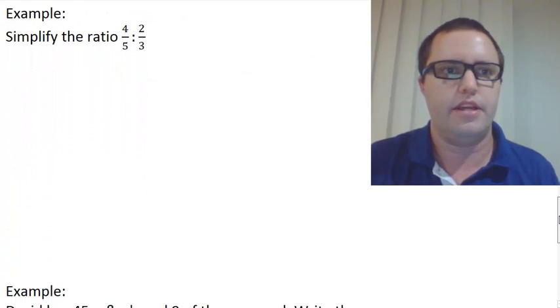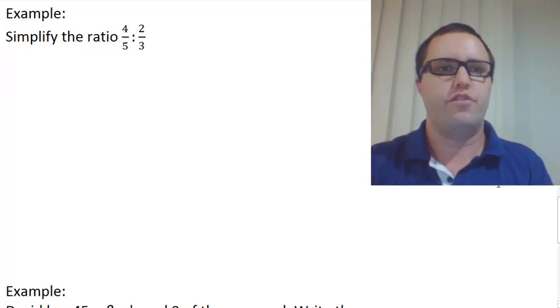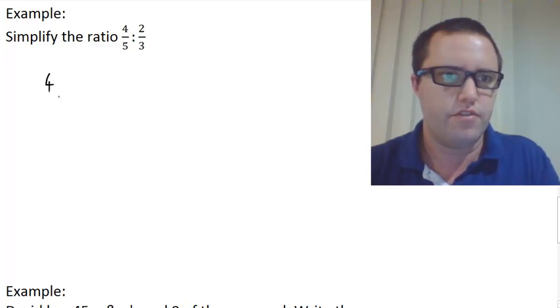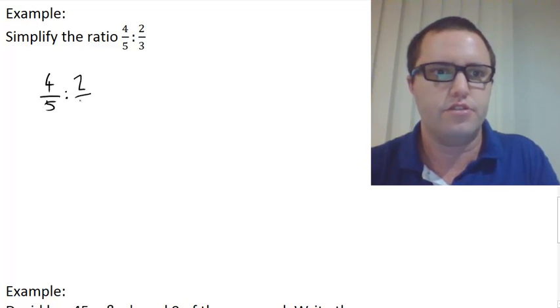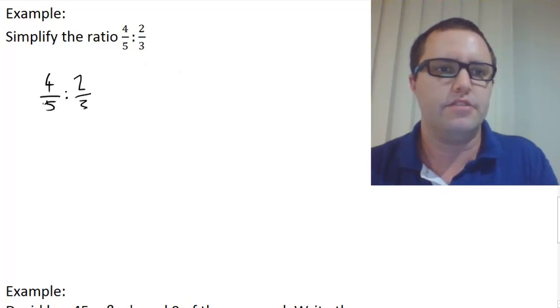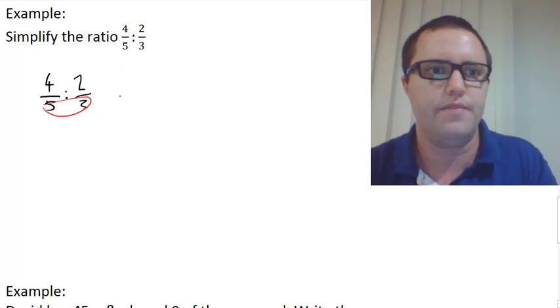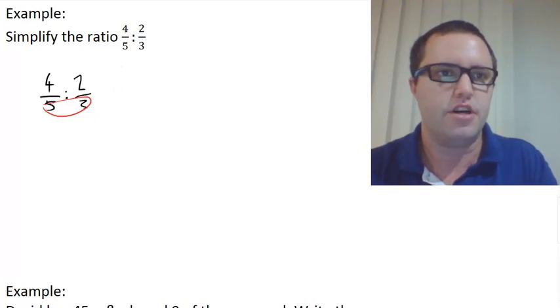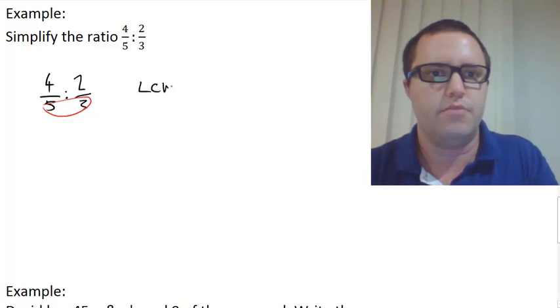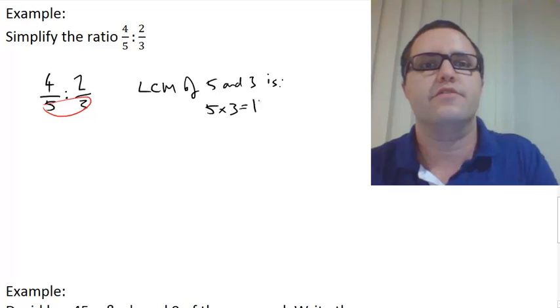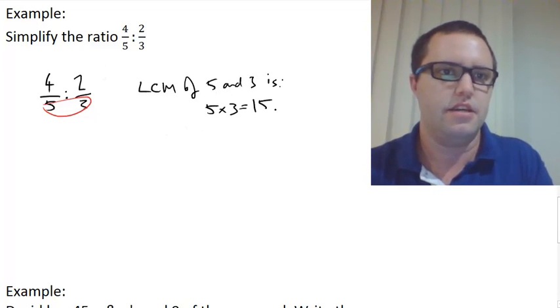Okay, another one here. Example: simplify the ratio 4/5 is to 2/3. Right. So 4/5 is to 2/3. Now, we have to look at our denominators here, 5 and 3, and think to ourselves, what's the lowest common denominator going to be? Well, 5 times 3, they're both prime numbers, so just go with it. And so the lowest common multiple of 5 and 3 is 5 times 3, which is 15.